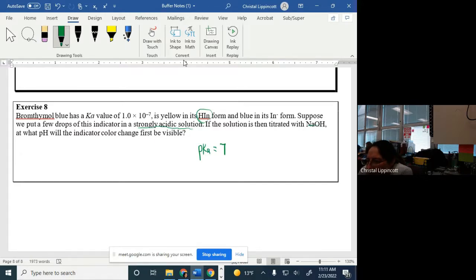When we do this, typically the color changes will happen at plus or minus 1 from the pKa. So there'll be a color change between 6 and 8. Since this started out being acidic, the first change is going to occur at a pH of 6.